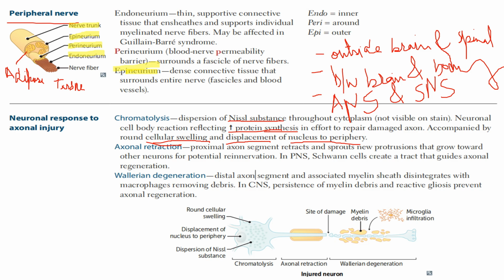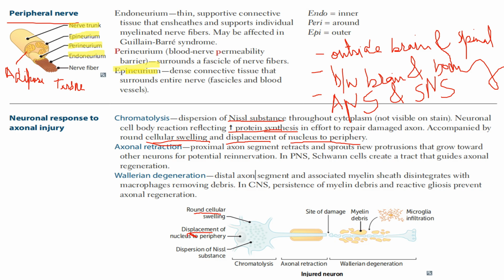If you see here, we can see the cellular swelling happening. You can see it's getting that round swelling, and the displacement of the nucleus is happening. You can see it should be here, and it's going to the periphery side. And here we can see the dispersion of the Nissl substance, and all this is happening in the soma.